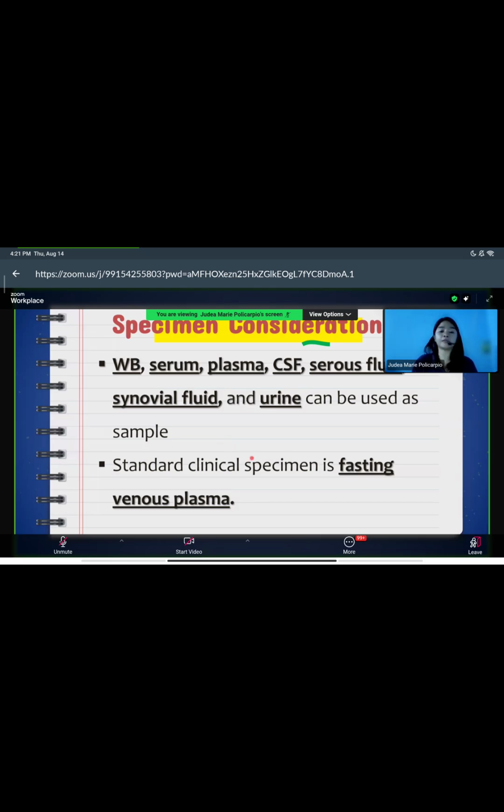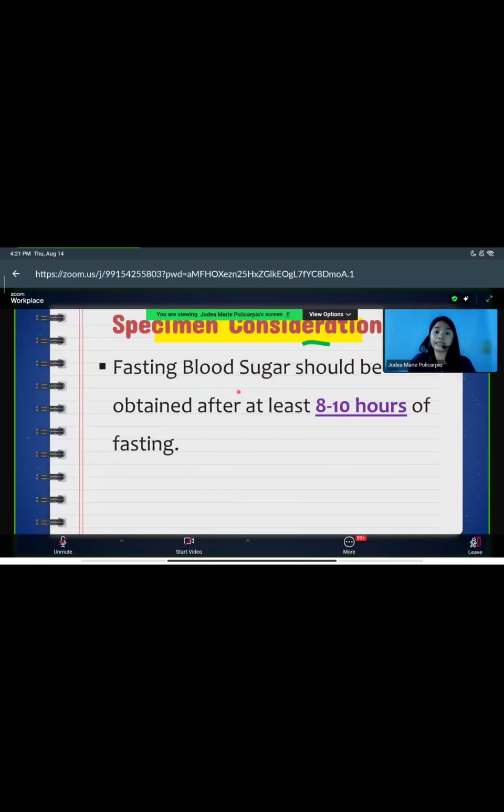Okay, chap-chapin natin. Fasting, usually kasi kapag glucose, this would require at least around 8 to 10 hours of overnight fasting. Okay, so fasting blood glucose, no? At least 8 to 10 hours daw dapat of overnight fasting.